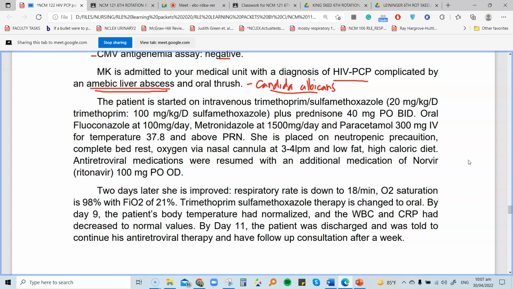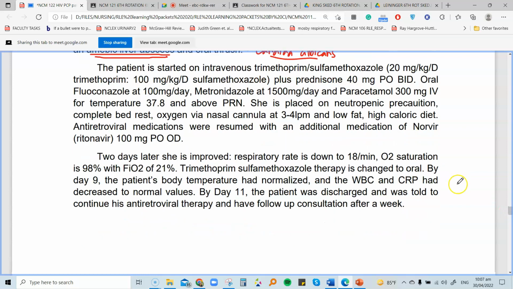Tapos, dala-dalawa. You have two causative agents trying to make you sicker. You have your PCP, hence you have your respiratory problem. And you also have problems in your oral thrush, Candida albicans. Okay? So, ayan po ang problema ng pasyente natin. Doble-doble. Daming problema niyan.